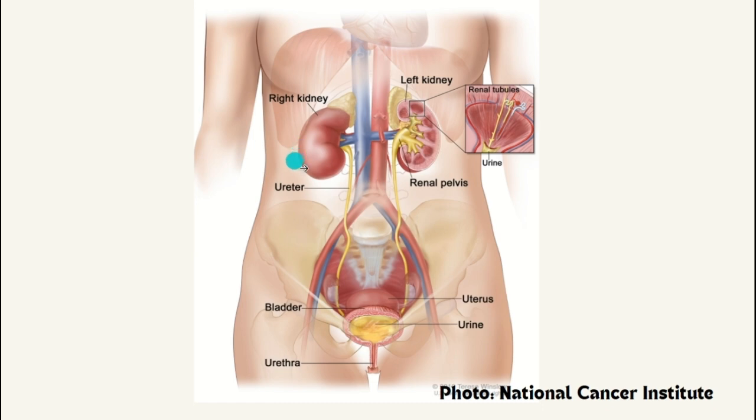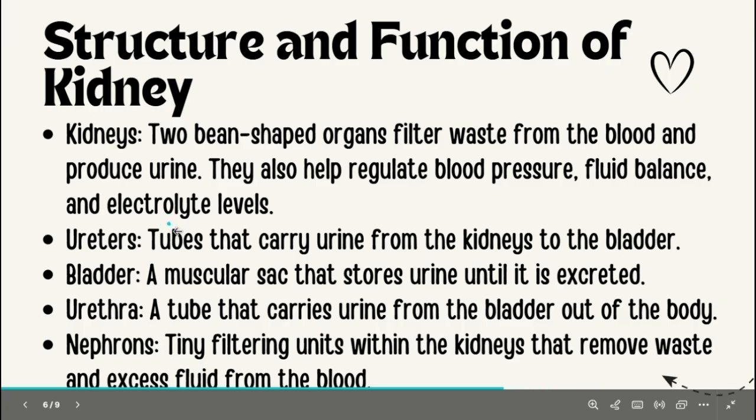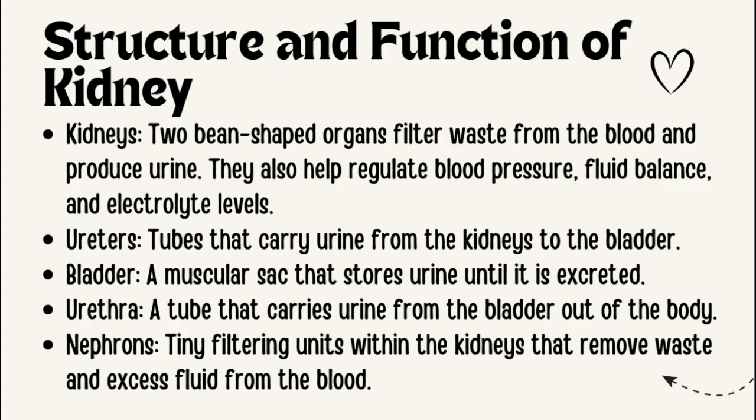And inside we have the nephrons, which are the tiny urine-filtering units, and then the ureter brings the urine from the kidney. So after the nephrons filter, the urine goes from the kidney to the bladder, right? And then the bladder stores the urine. When you decide that you want to urinate, it passes out through the urethra, right? So that's basically the structure and the function of the kidney.